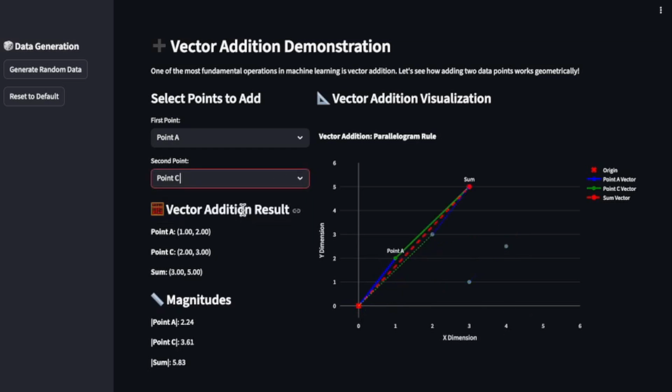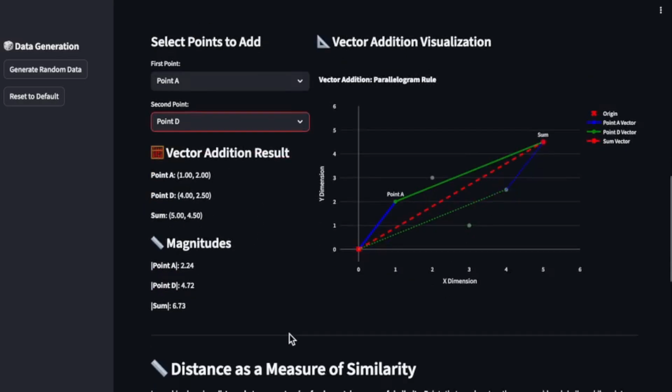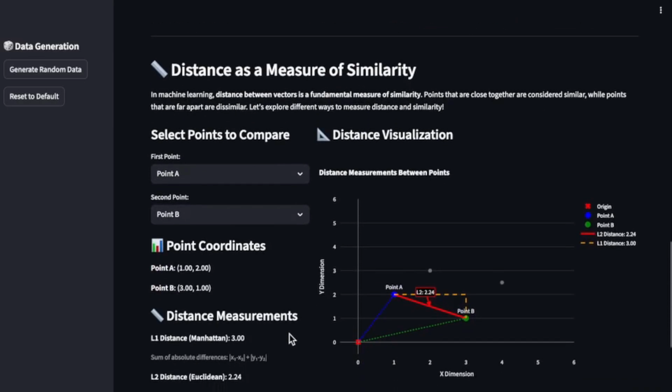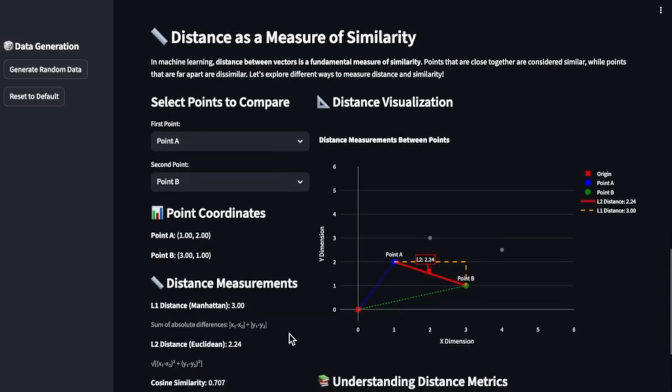If I change this here, we can look at another data point. So let's add points A and C. Those are almost exactly going in the same direction, so it really increases the magnitude almost exactly. And you can see if you have other ones, let's look at point D, you get something sort of similar there. One of the most useful interpretations of the geometric view is similarity. The distance between 2 points tells us a lot about how similar they are.